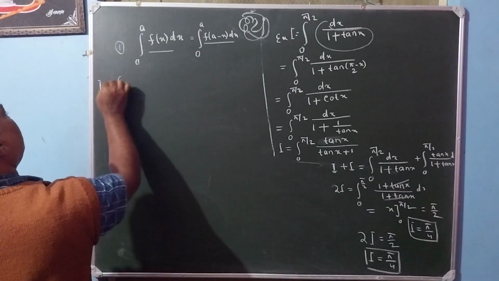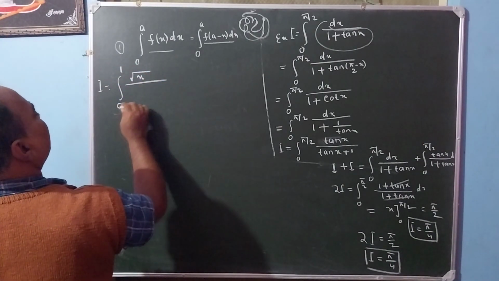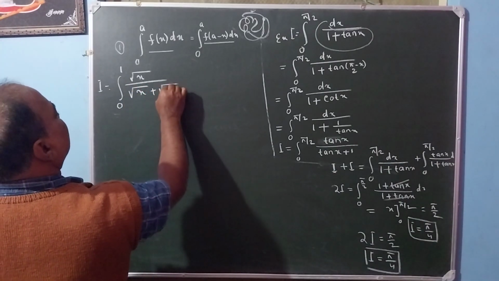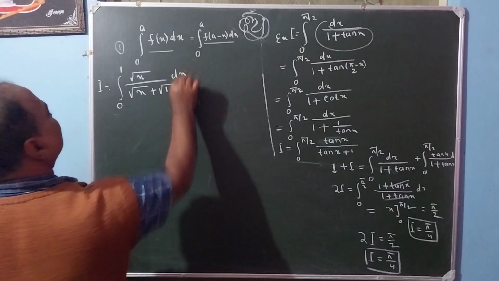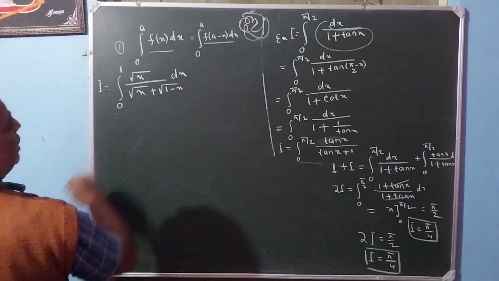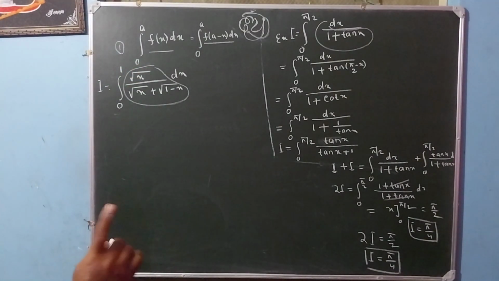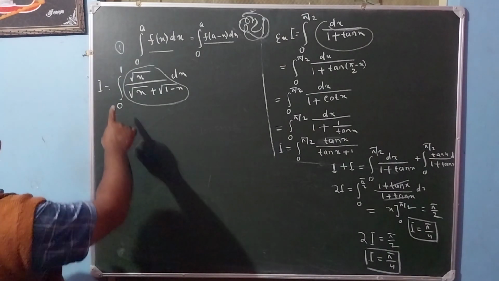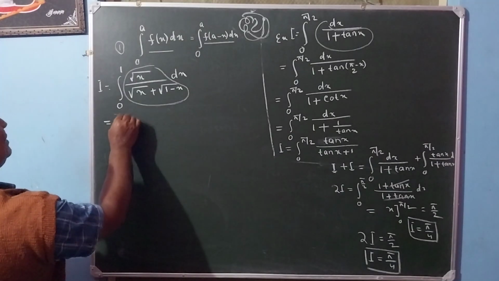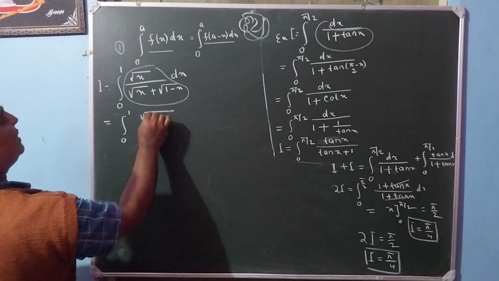Integration of 0 to 1, root x divided by root x plus root 1 minus x, dx. Here it is a question. Here a is 1. Here it is f(x). Whenever you see x, it is replaced by 1 minus x. So that can be written as integral from 0 to 1, where x is replaced by 1 minus x.